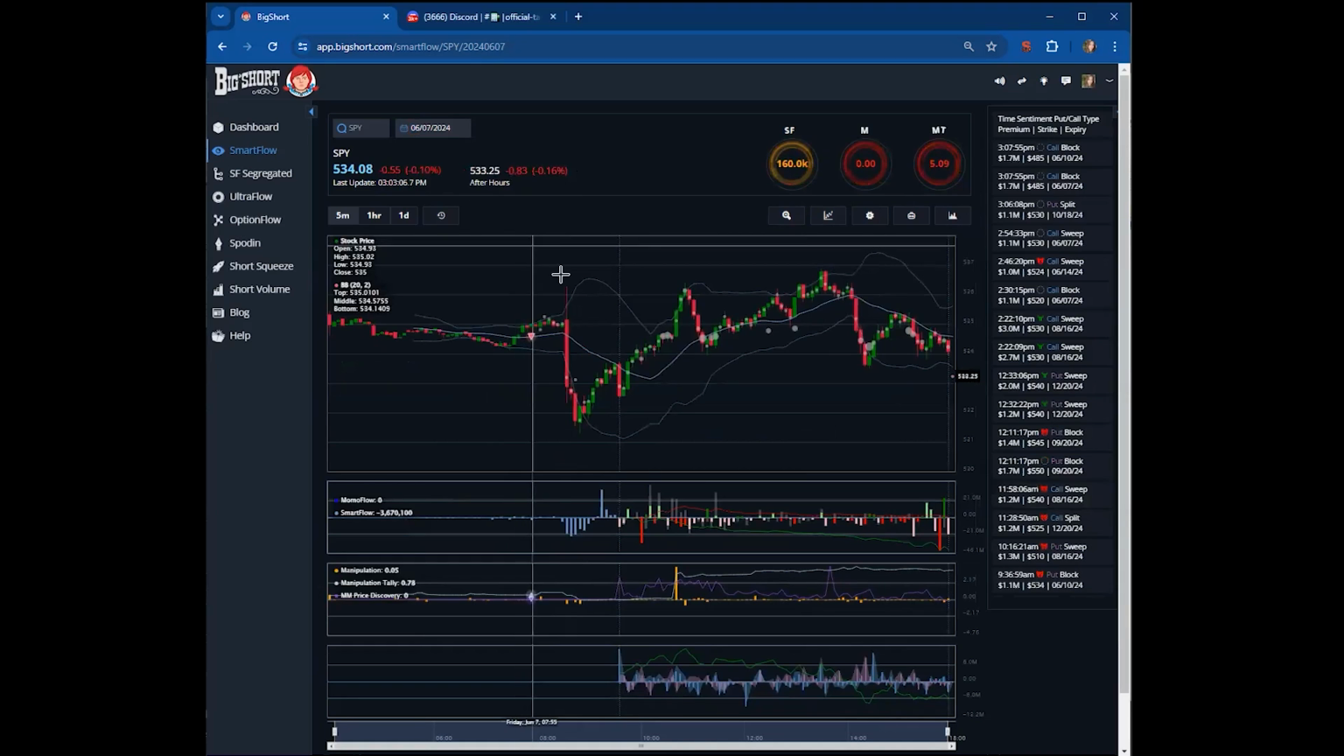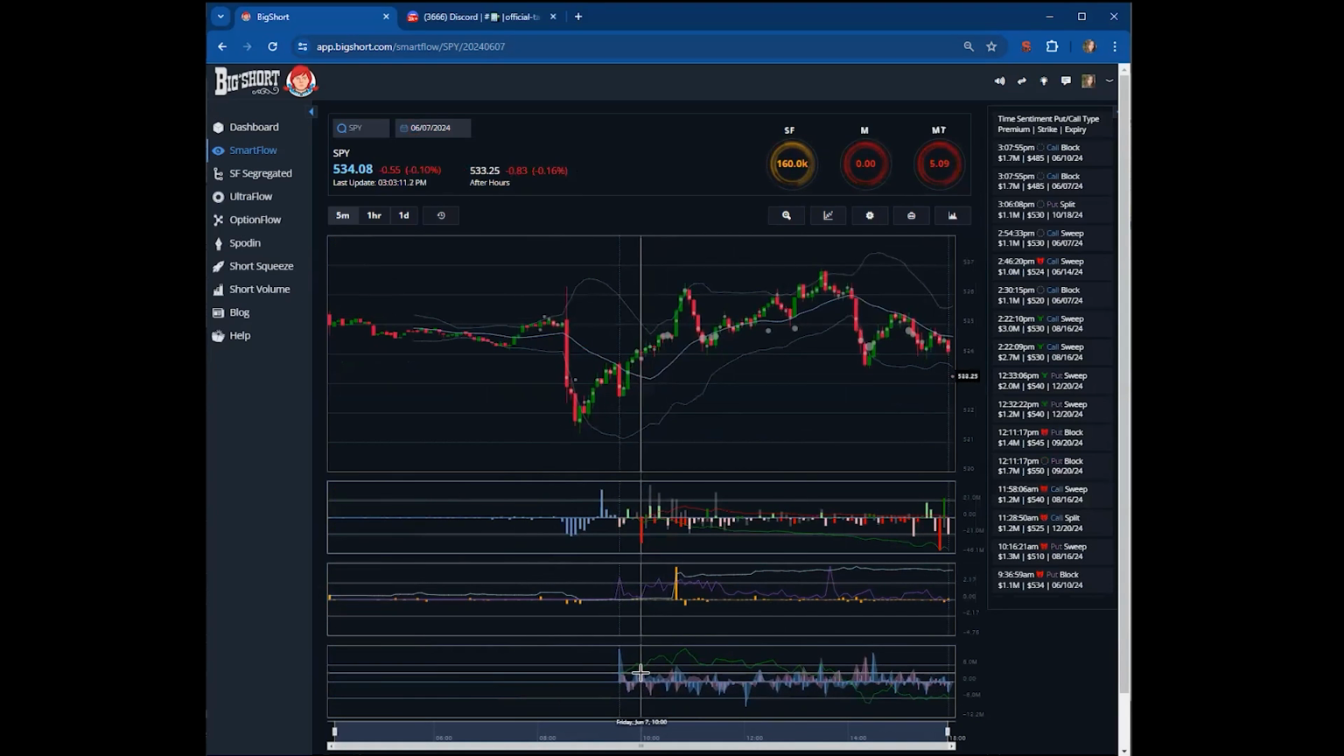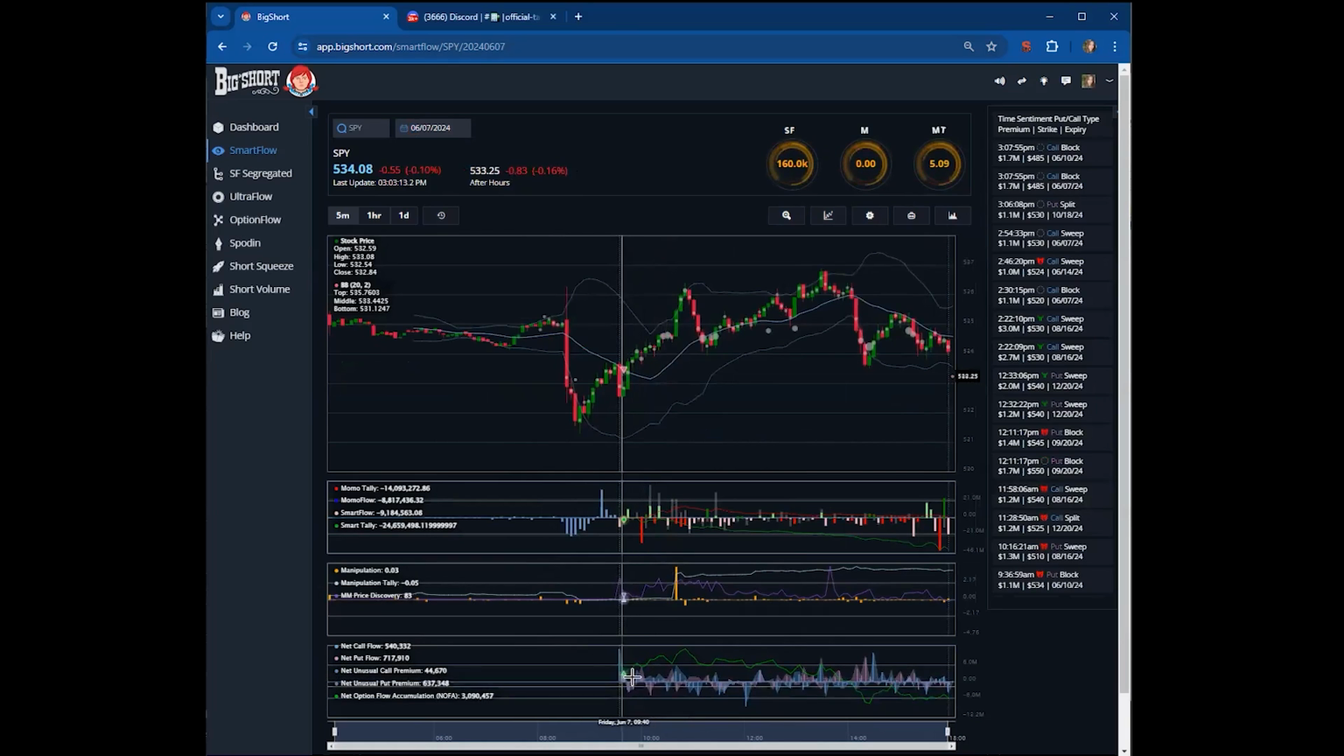I'm just going back to today, so we can take a look at what net option flow was like today as well. We had some bullish net option flow here, bullish, a little bearish, and then switch back to bullish. And you can see the net option flow accumulation line moving up.